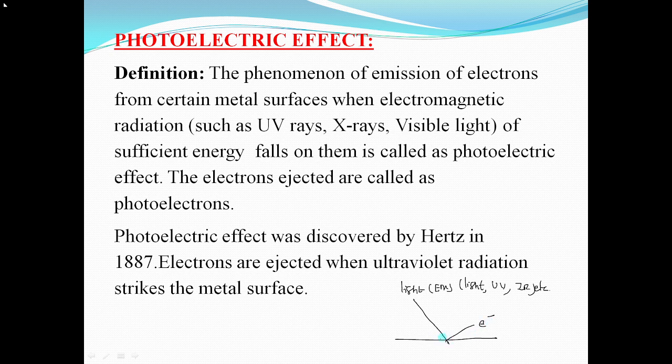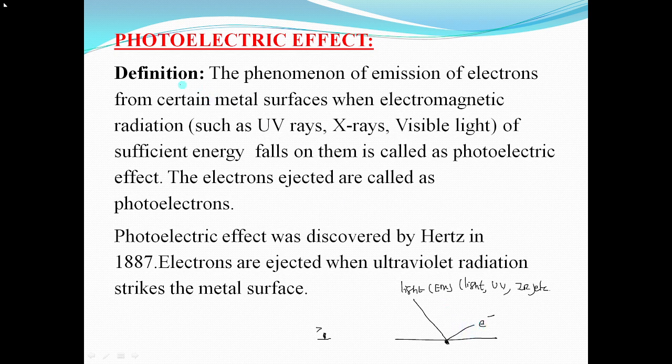How much energy should the electromagnetic radiation have to strike the metal surface? The energy should be more than that of the electron, or equal to it. For example, when somebody is sitting and I want to lift them, how much energy do I need to put in? Equal to their energy, or otherwise greater than their energy. So when electromagnetic radiation of sufficient energy falls on a metal surface, only then do electrons get ejected. This phenomenon we call the photoelectric effect.